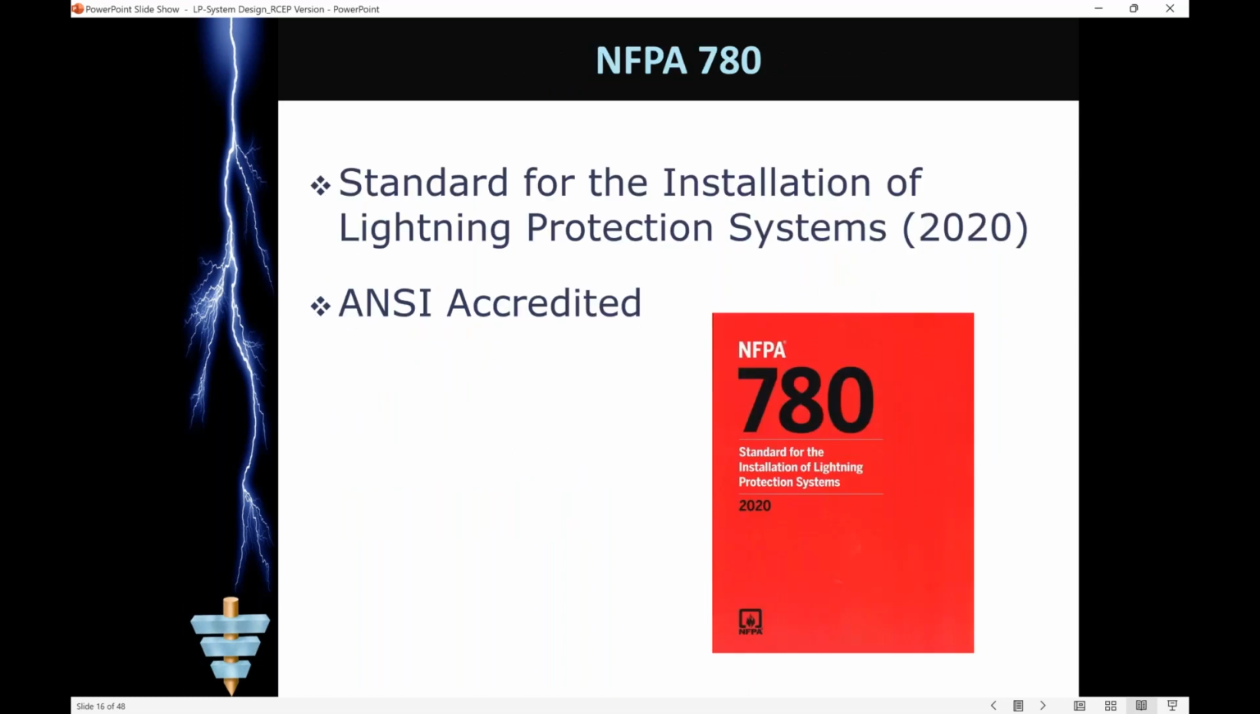Again, the standard for the installation of these systems is NFPA 780, and it's ANSI accredited. Same organization that's responsible for the National Electric Code. It's the most active standard, and they are very good at updating and making sure that they are up to date with any technological changes out in the industry.